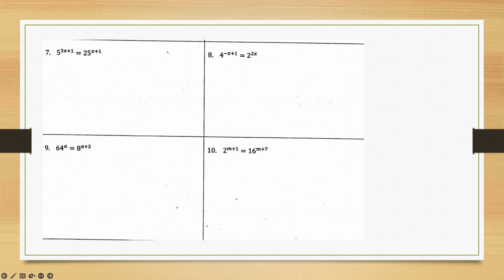Okay, so for number 7, the common base is 5. So I get 5 to the 3x plus 1 equals 5 squared, because that's what 25 is, to the 2x plus 1. And remember, when we raise a power to a power, we multiply. So this right-hand exponent becomes 2x plus 2. The bases are now the same, so the exponents have to be the same. 3x plus 1 equals 2x plus 2. X is 1.